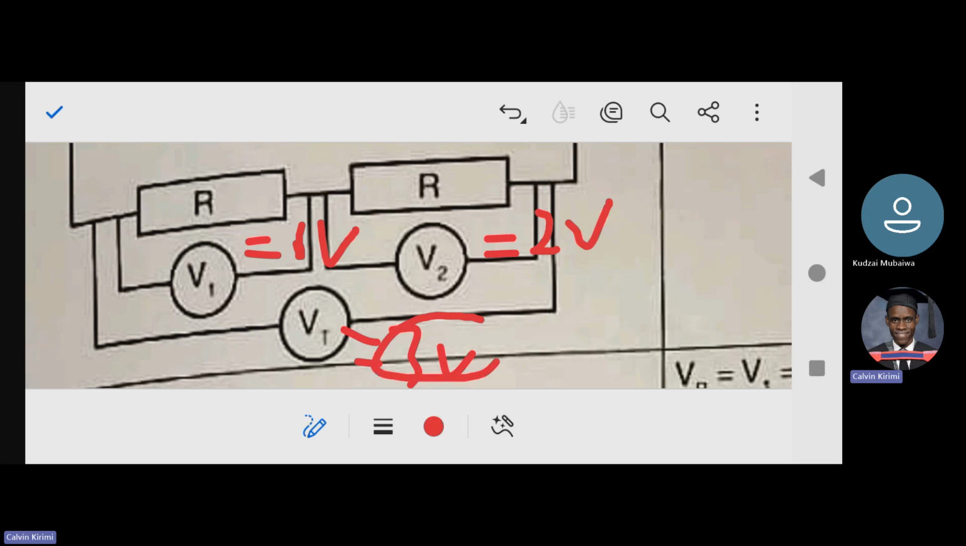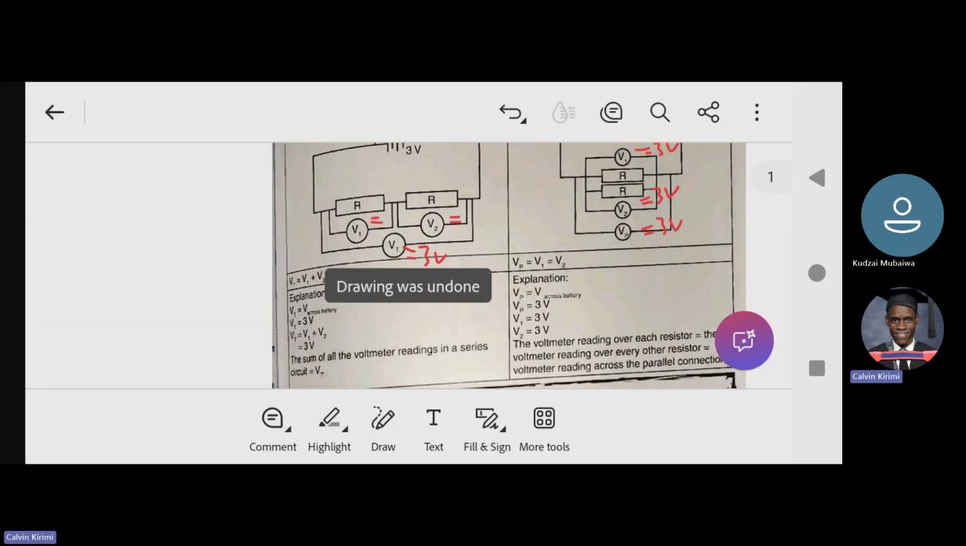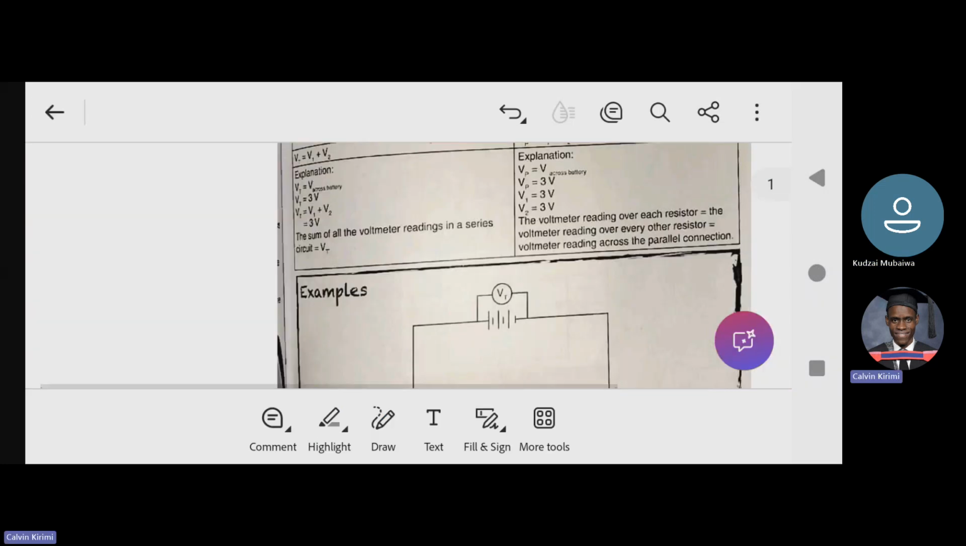This is the sum. That is what is important. It can be 1.5 volts and 1.5 volts, as long as they add up. But when we are going to do calculations, that's when you will see. At the end of the day, they must give you a total of 3 volts. So these are just the basics which we're discussing here.